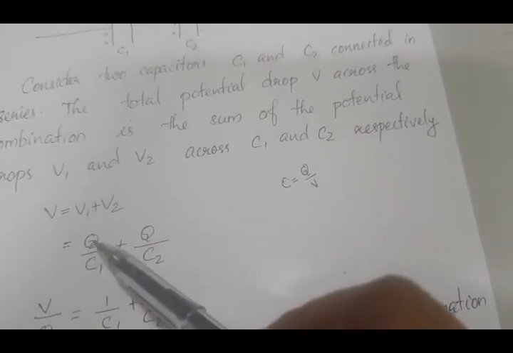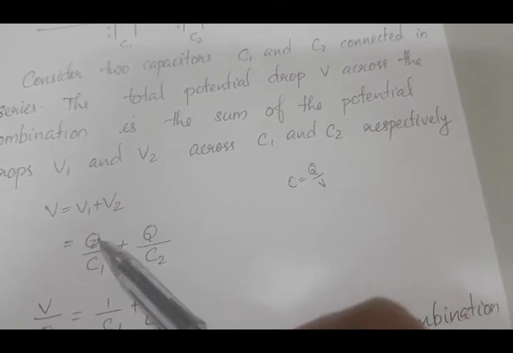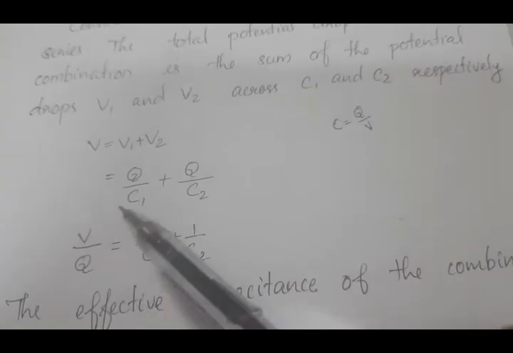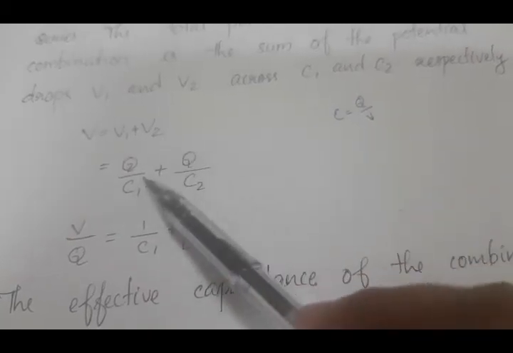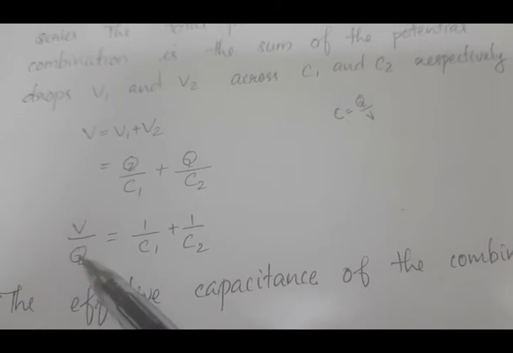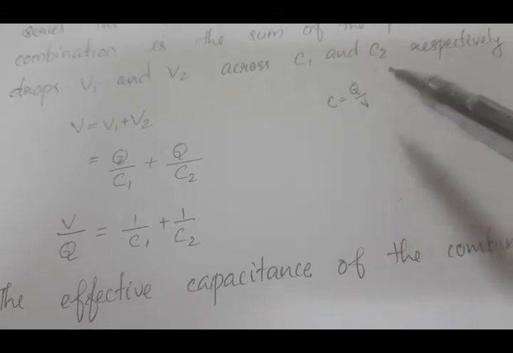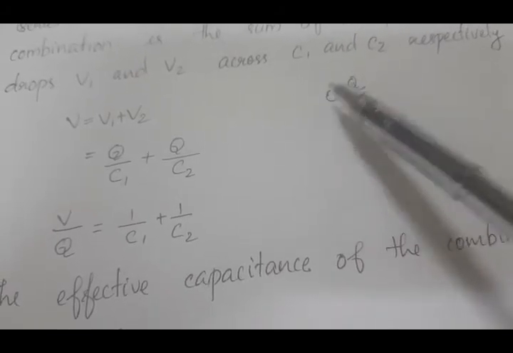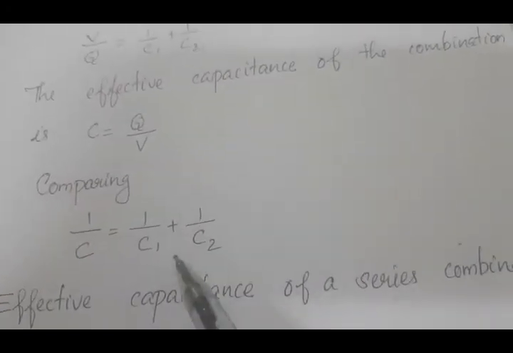So here in the first case, V1 will be Q by C1. Charge will remain the same because it is series combination. Current is the same, so charge is the same. Now for the second one, Q by C2. So the total potential is equal to this, where Q we are taking common and moving to the left side. V by Q is equal to 1 by C1 plus 1 by C2. What is V by Q? Q by V is C, so V by Q is 1 by C. So you can write 1 by C is equal to 1 by C1 plus 1 by C2.